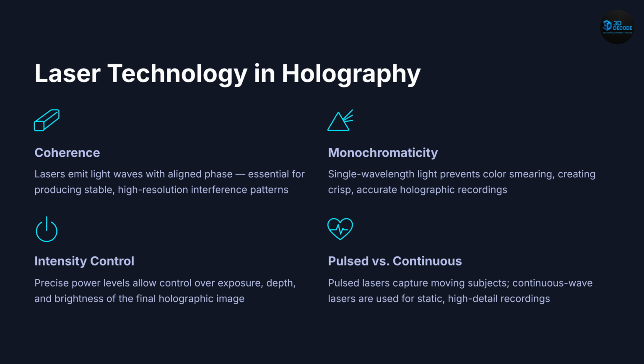Slide 8. Why lasers are essential. Lasers are critical because holography requires coherent light. Laser waves remain synchronized, stable, and monochromatic, allowing precise interference patterns to form.